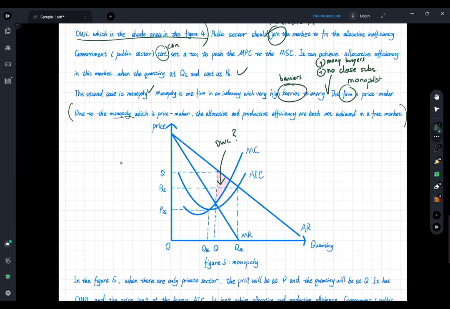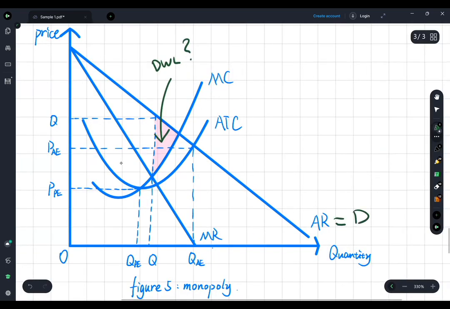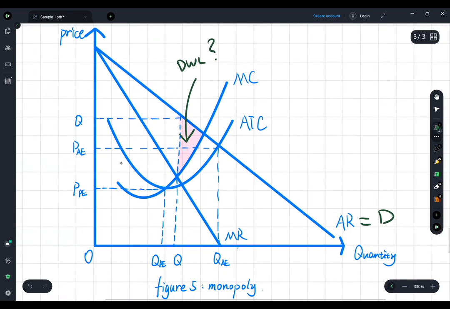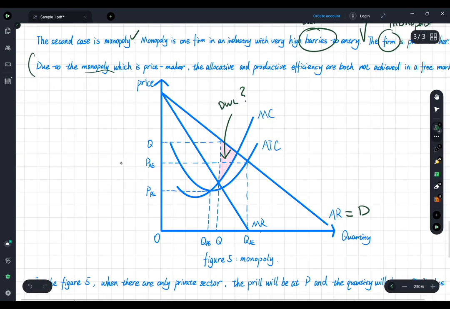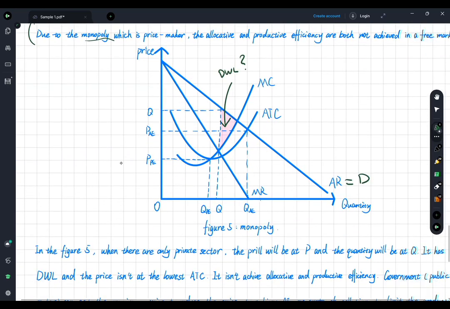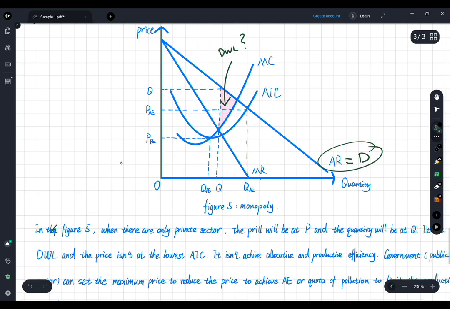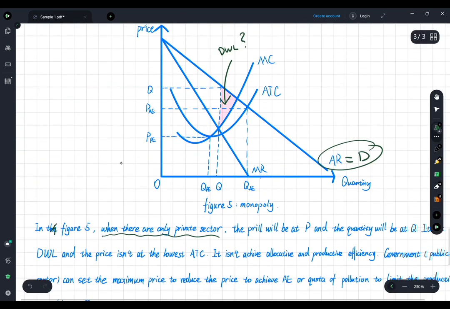It's actually a very nice diagram. I would add that average revenue is the demand curve. Okay. But apart from that, it's actually very good. It's an excellent diagram. Yeah, it's perfect. Perfect. Very good. Yeah, I have nothing to say about this diagram apart from adding this and perhaps yes to add the deadweight loss. In figure 5, when there is only the private sector, okay, so rather than saying when there is no private sector, when there is no government intervention, the free market, the price will be at P.